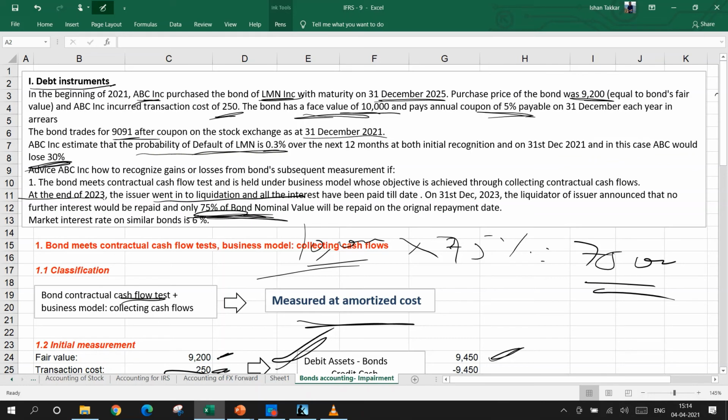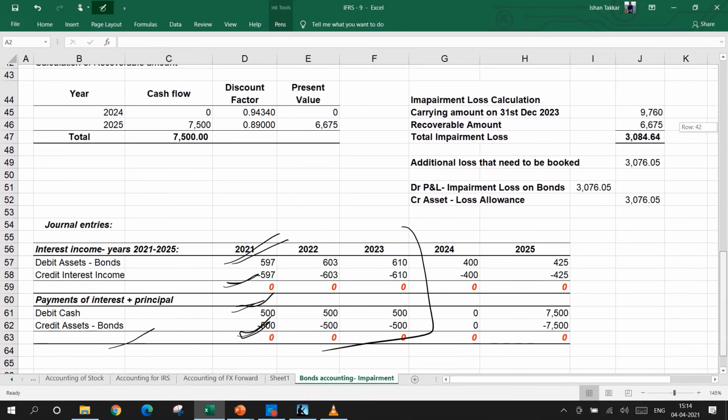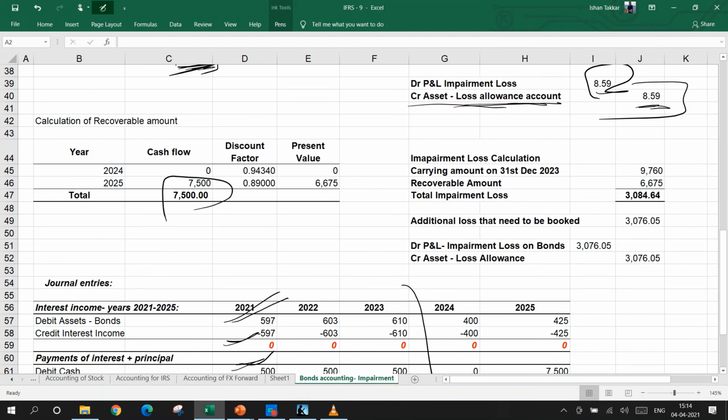You are in 2023. So in 2023, you assess that you will not be getting the full amount. You will just get 7,500, that too after 2 years, and no interest will be paid. And market interest rate on similar bond is 6%. So you will calculate what you will be getting. So you will be getting 7,500 after 2 years. You will discount this and show the actual present value, the actual fair value, in the books of account. That is 6,675. That is the present value of 7,500 that you will be getting after 2 years.